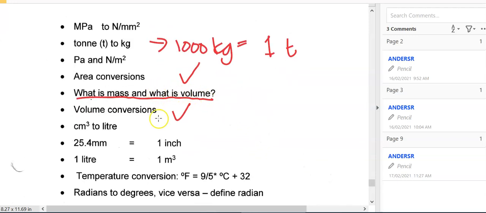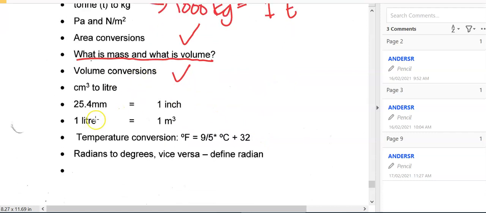Right, we've done area conversions, we've done volume conversions. Right, cubic centimeter to liters, okay? 1 liter is equal to 1,000 cubic centimeters. Okay, make a note somewhere. I'm not going to explain this. You need to learn this and remember that. So 2 liters is equal to 2,000 cubic centimeters, and so on and so on.